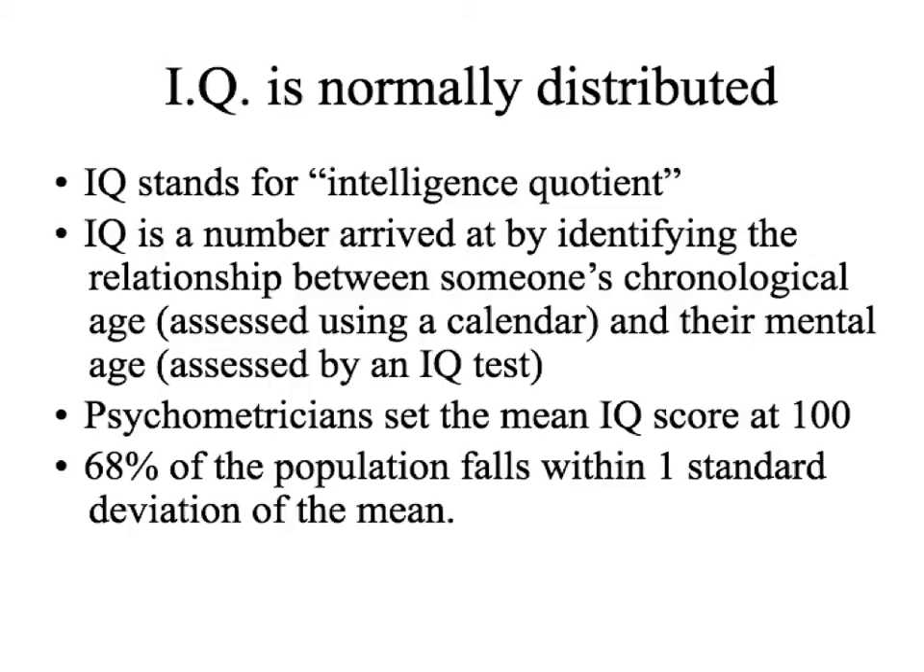And if your mental age is higher than your chronological age, that puts you on the above the mean side of the normal distribution. And if your chronological age is higher than your mental age, that would put you on the below the mean side of the normal distribution. And psychometricians, which I think could be a really good band name, set the mean IQ score at 100, and that's how we know that 68% of the population falls within one standard deviation of the mean.